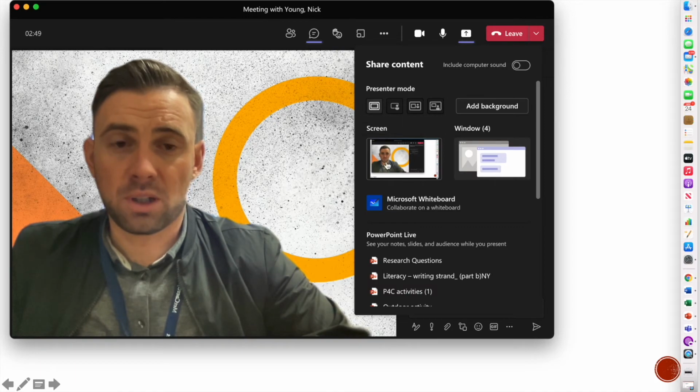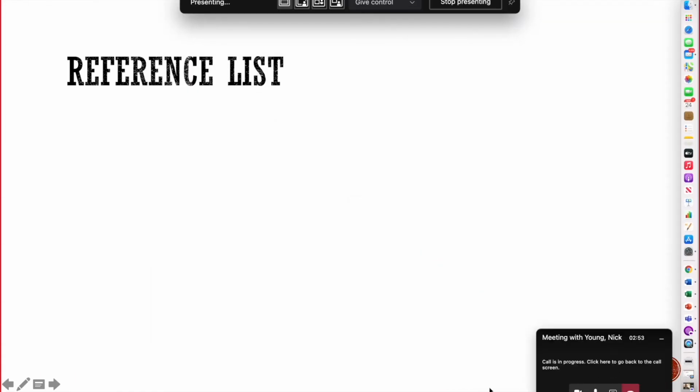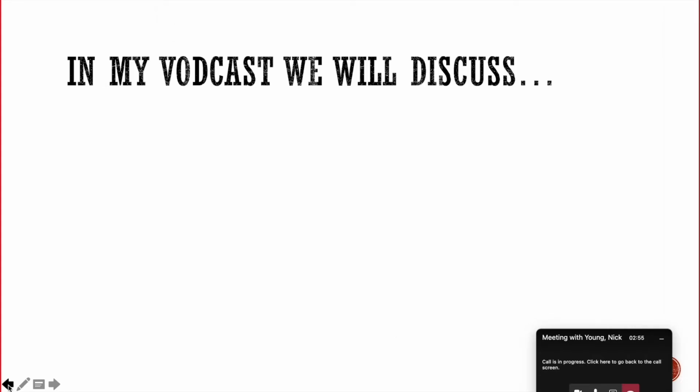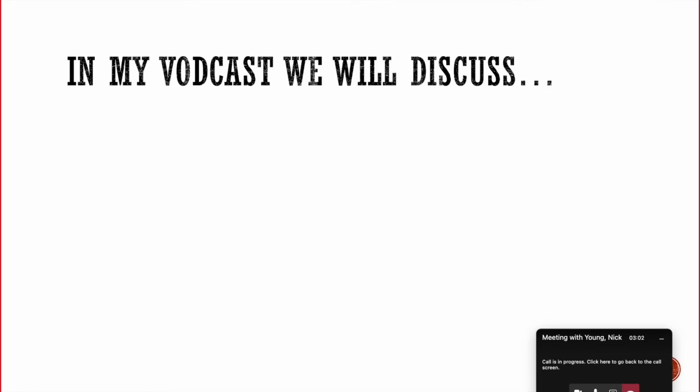So we'll just go to content only. We'll share the screen. We know it's on the screen because it's got a red border. And then you could just simply talk over the top of this. In my podcast, we will discuss, and then you just talk through it. And then you will appear on the recording at the bottom.